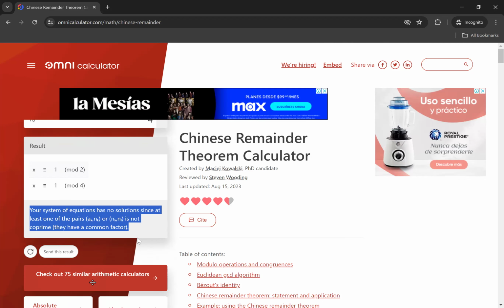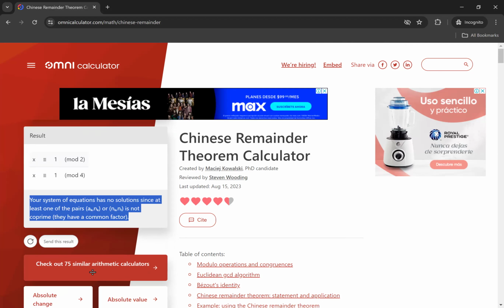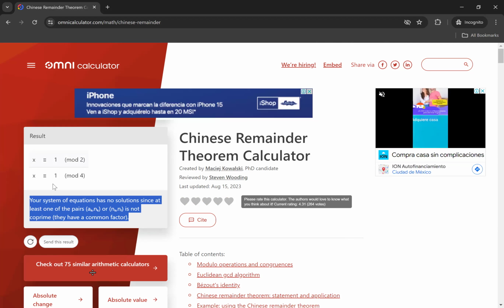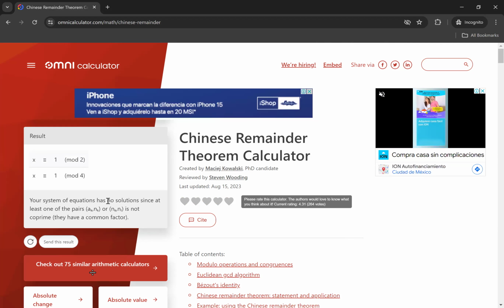So the calculator is correct to say that this might not have a solution because its method won't work if they are not pairwise coprime. But the answer is wrong, right? Of course this has a solution. X equals 1 is a solution. So why is it saying it doesn't have a solution, right? Do you see the problem, or am I just making stuff up?